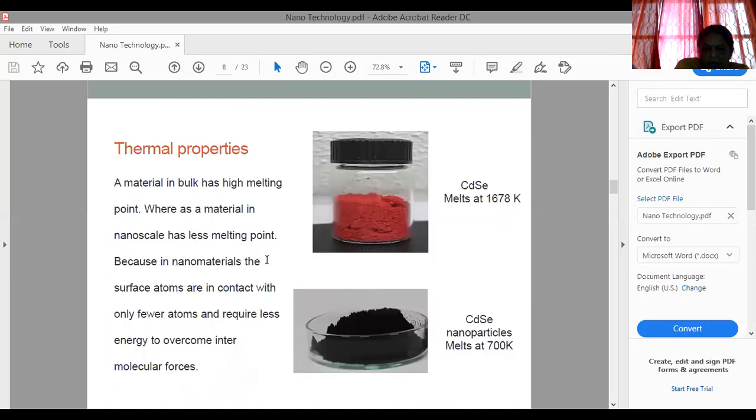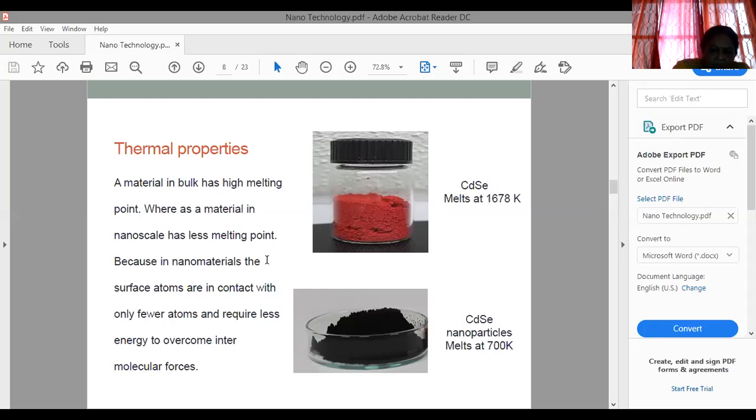Then about the thermal properties. A material in bulk has a high melting point, whereas a material in nanoscale has a lower melting point. Because when the material is converted into nano size, the surface atoms are in contact with only fewer atoms and require less energy to overcome intermolecular forces. When a material is melted, that means what? These intermolecular forces should be broken down.